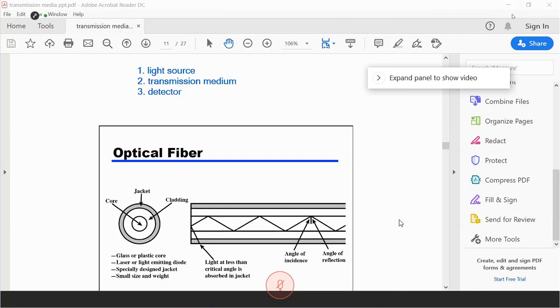Now you understand here in the picture how the optical fiber looks. There is a central core, there is a cladding, and there is a jacket. Glass is the core. The cladding covers this glass, and then we have the jacket. Now, why do you have this cladding here?